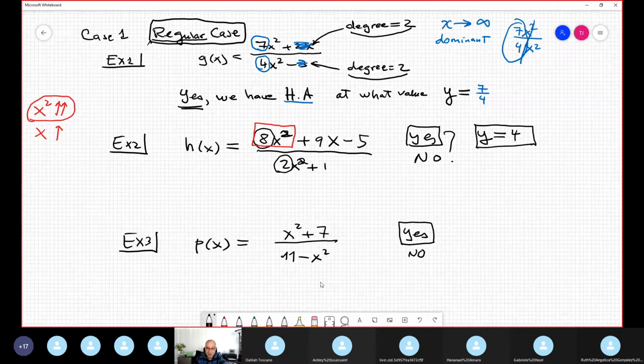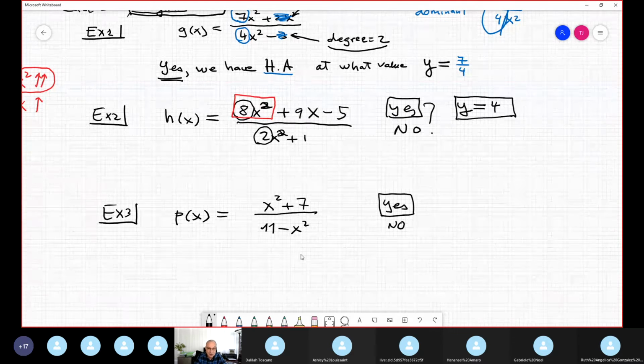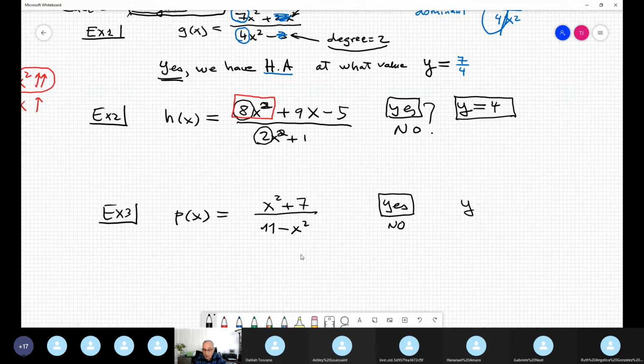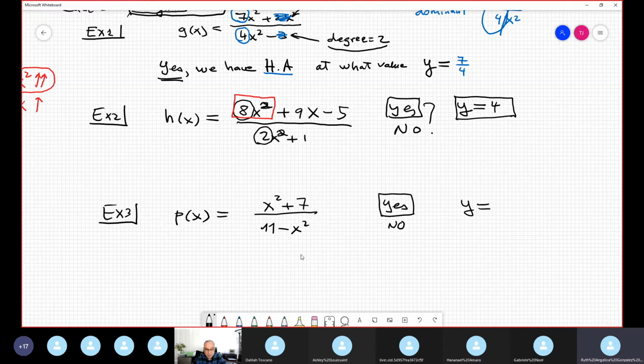Okay, I understand. So in the number 3 problem, what is the horizontal line? It is at y equals what number? 1. No.